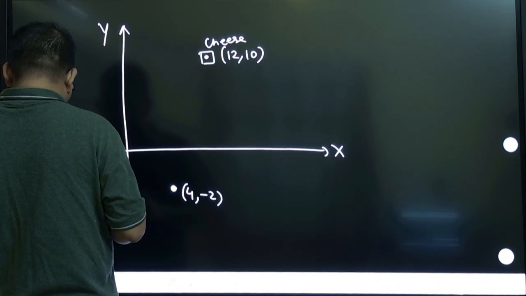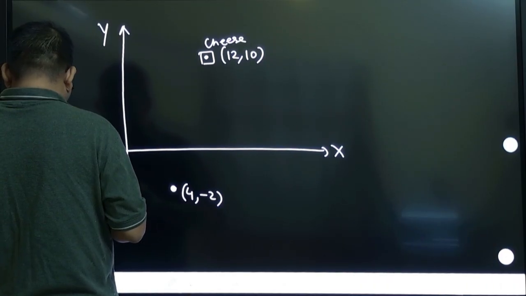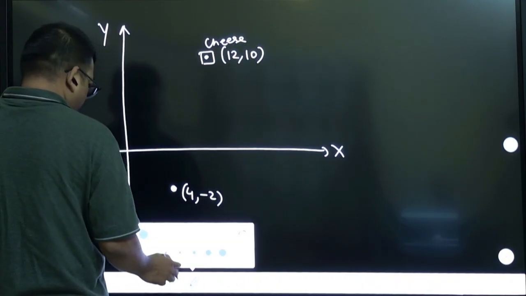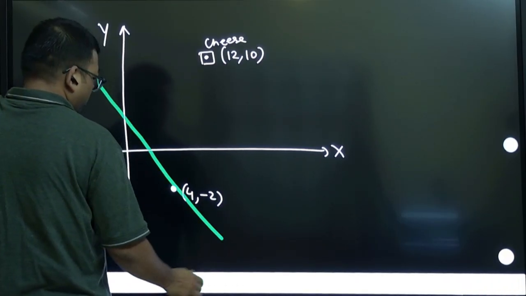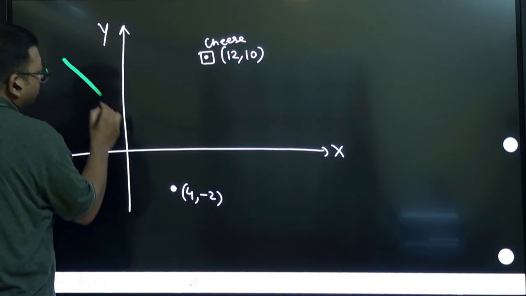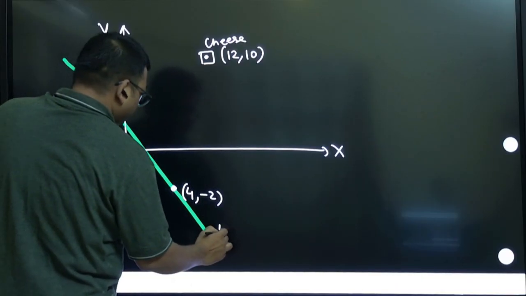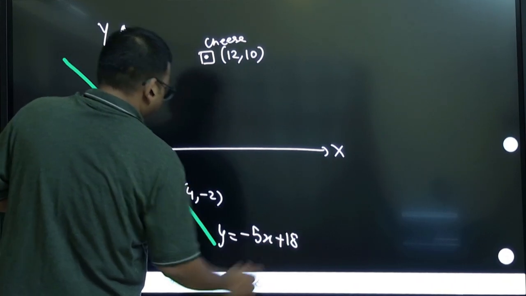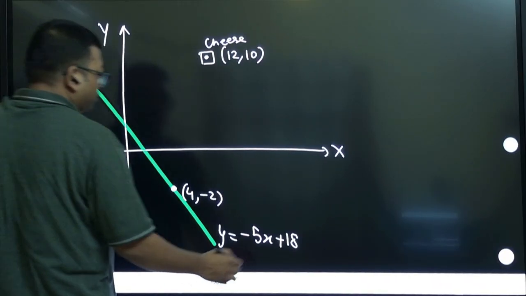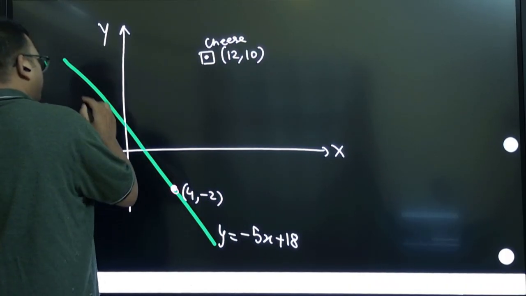And it is running in a straight line. So the mouse is going in a straight line, y equal to minus 5x plus 18. I think the mouse is going in a straight line like this. The equation of this straight line they have given us is y equal to minus 5x plus 18. So that means the mouse is going in this line. It may be going this way.